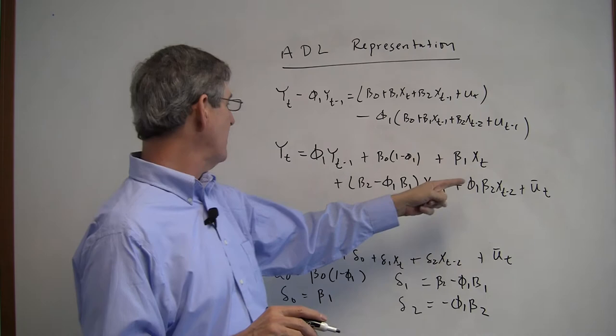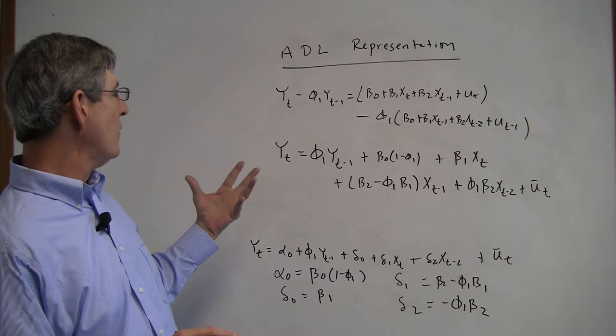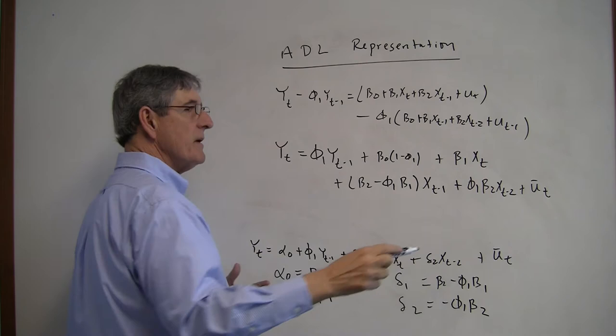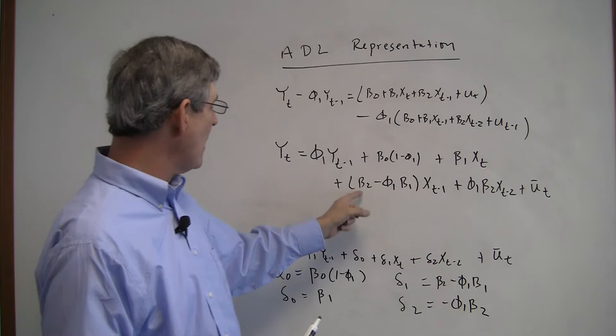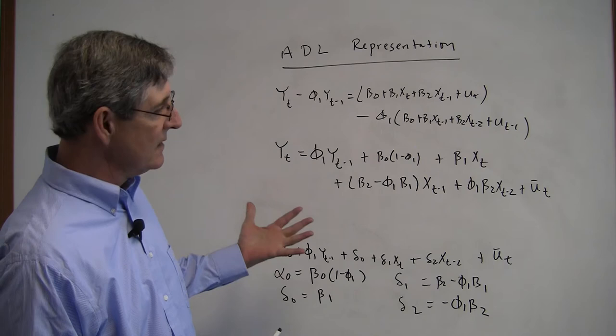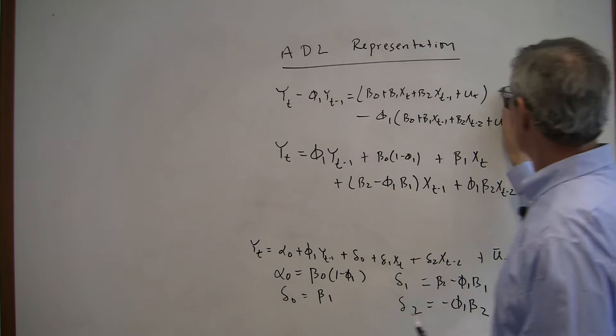But anyway, the point I'm trying to make is this ADL representation is easy to estimate. You just do OLS on this, so that makes it really, really easy to estimate. What's hard, though, is you have to then back out all these dynamic multipliers, the betas. And that's usually more work than just using GLS. OK, but anyway, so that's the other representation.